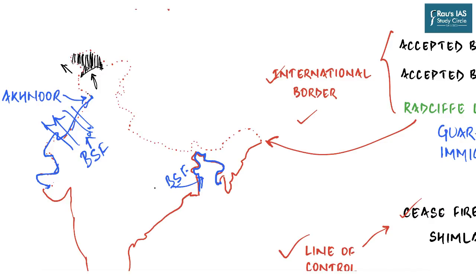And so if we zoom in, we'll see the line of actual control looks something like this. You have the international border, and then as soon as the international border ends, you have the line of actual control starting right from Akhnur. And so this region of Jammu and Kashmir beyond the line of actual control is known as Pakistan occupied Kashmir.